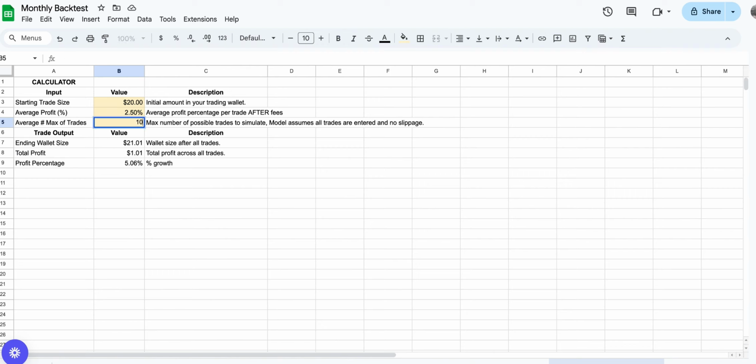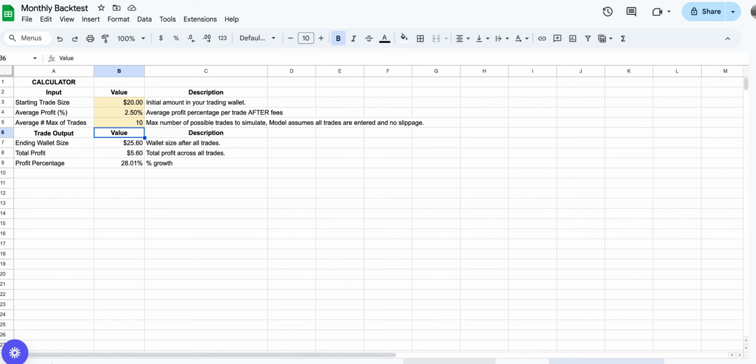Well, what happens after 10? Okay, well, after 10 trades, now you're starting to see that profit is growing. Even though you're only making 2.5% per trade, you're actually increasing your profit percentage overall and compounding the growth to 28%. And here's the thing, guys. 10 trades in a day is not uncommon.